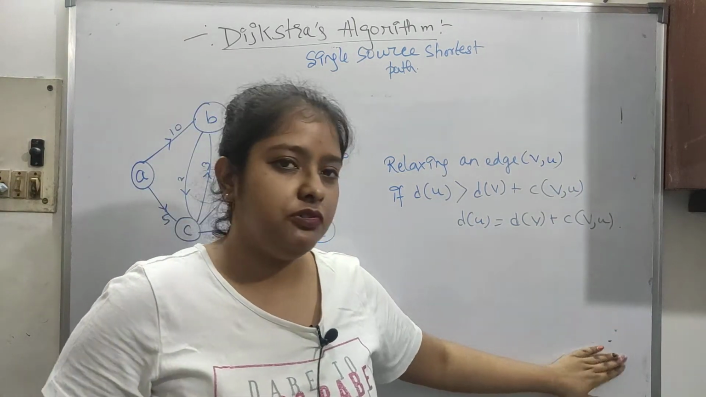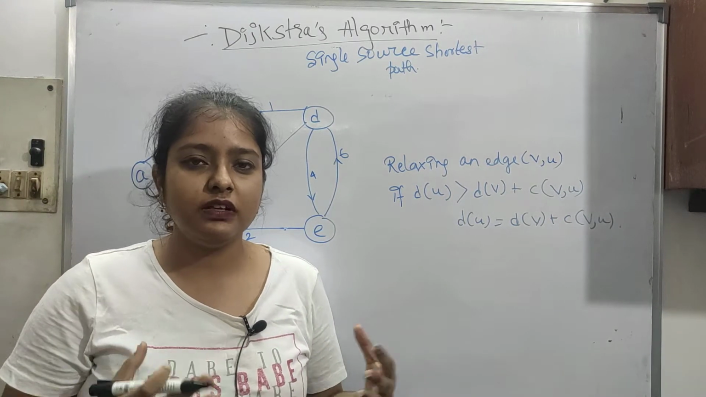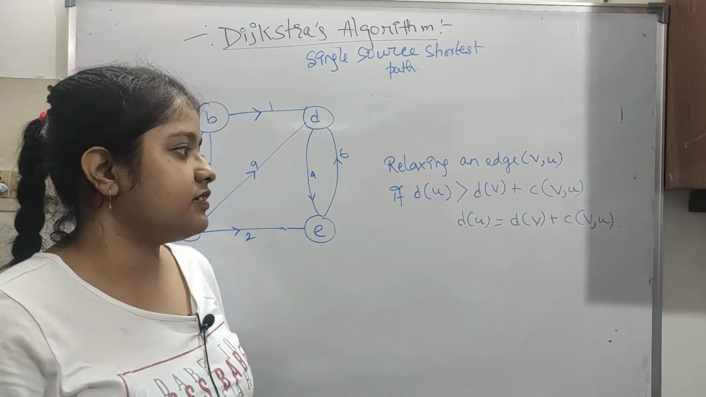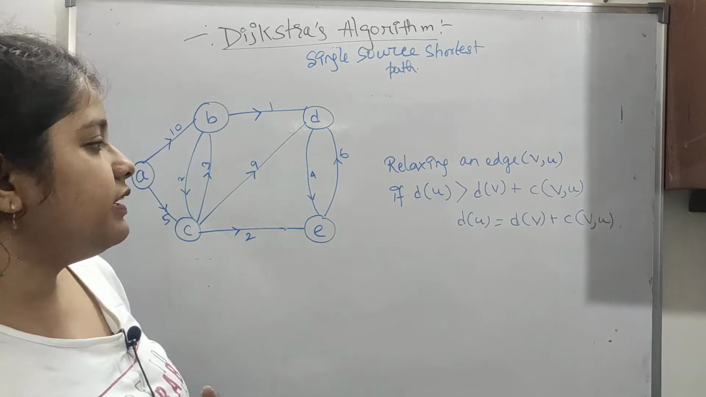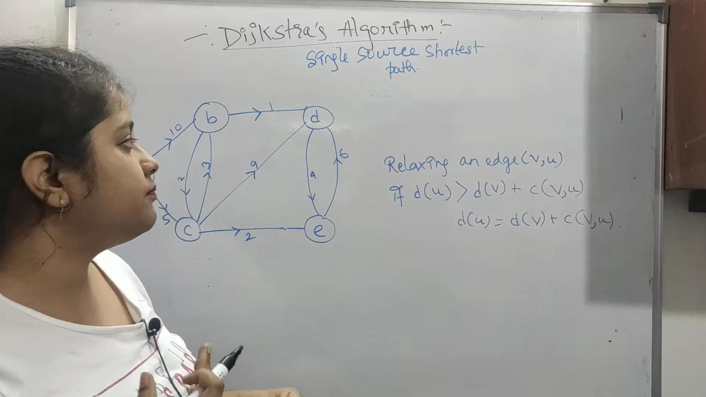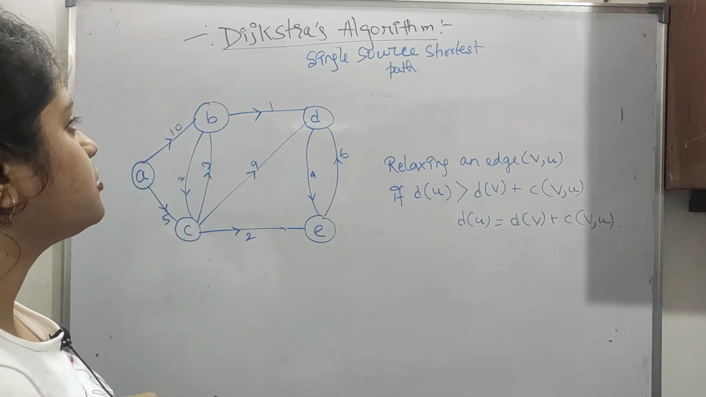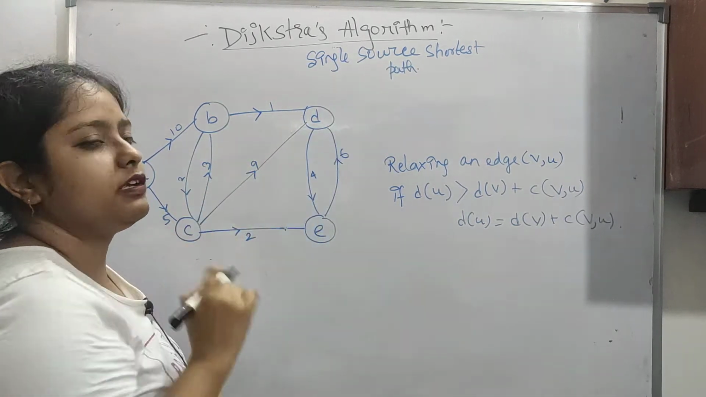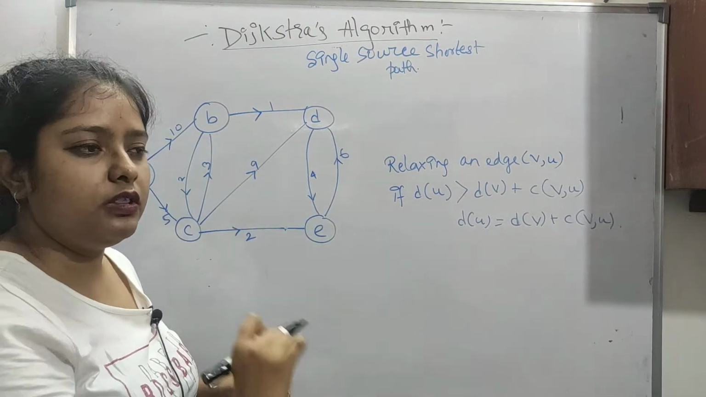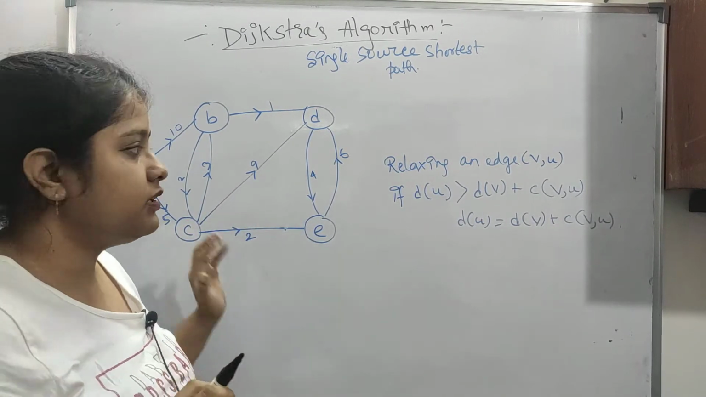Drawing the table is okay, but in GATE you will not get so much time to do all these things. If you are efficient enough you will manage, but let's be practical and use ways which are not time consuming. So Dijkstra's algorithm is basically single source shortest path. From a particular source, it will denote the shortest path to all the other nodes.